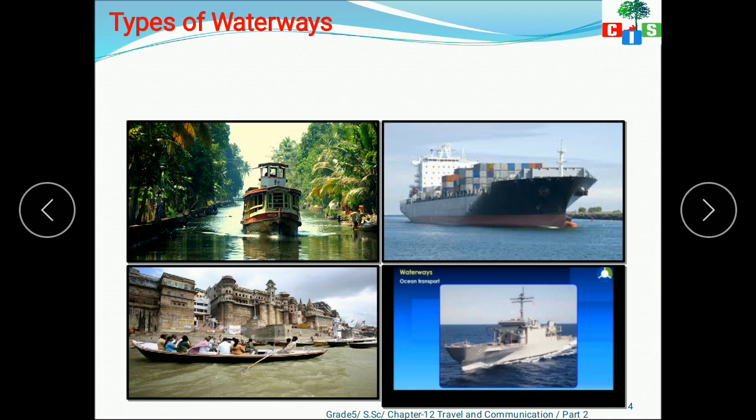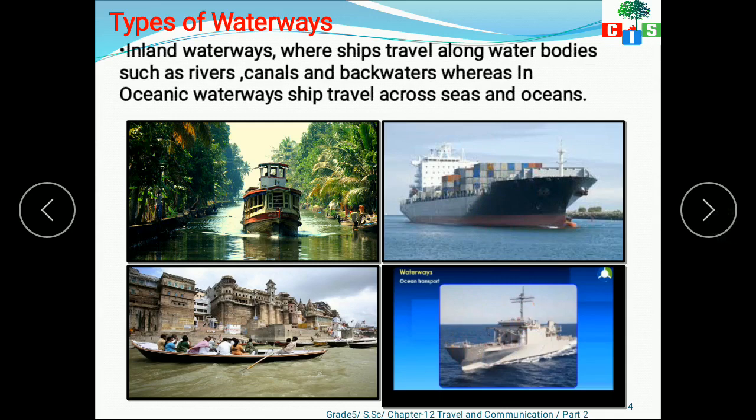As you can see in the picture, the first two pictures show the inland waterways, and this is the picture of oceanic waterways. So what are inland waterways? Where ships travel along water bodies such as rivers, canals and backwaters. Whereas in oceanic waterways, ships travel across seas and oceans.